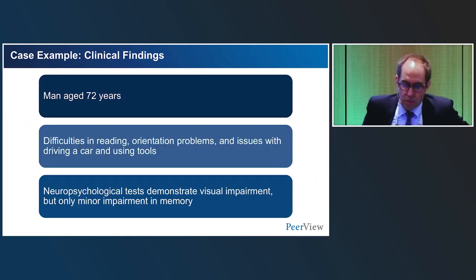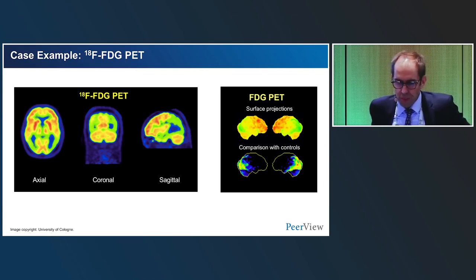So at the end, also a case for you to judge. This is a man aged 72 that recently had difficulties in reading, orientation problems, issues with driving the car and using tools. Neuropsychological tests demonstrated visual impairment, but only relatively minor memory impairment. So we see the FDG PET scan here in that patient, and I'll leave it up to you to judge on where in the brain there are hypometabolic abnormalities here.